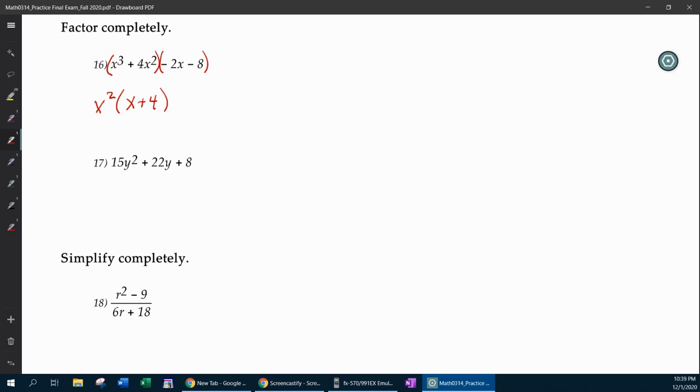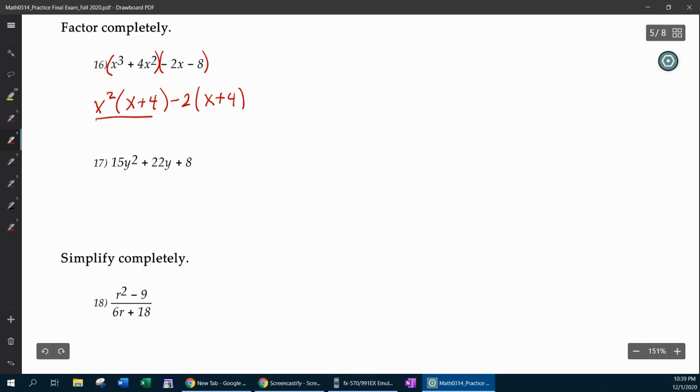In the second group, I can factor out -2. If I factor out a -2, that's going to leave me with x plus 4. Remember, when you factor out, you're dividing, and a negative divided by a negative makes a positive.